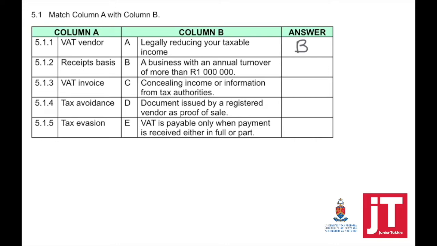A VAT vendor is a business with an annual turnover of more than 1 million. Receipt base means number E: VAT is payable only when payment is received, either in full or in part. VAT invoice is number D, a document issued by a registered vendor as proof of sale. Tax avoidance is number A, legally reducing your taxable income, and tax evasion is number C, concealing income or information from tax authorities. It's illegal.